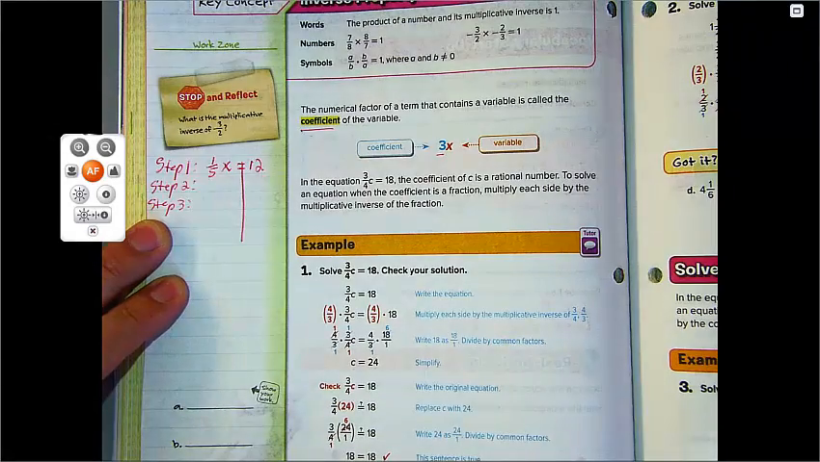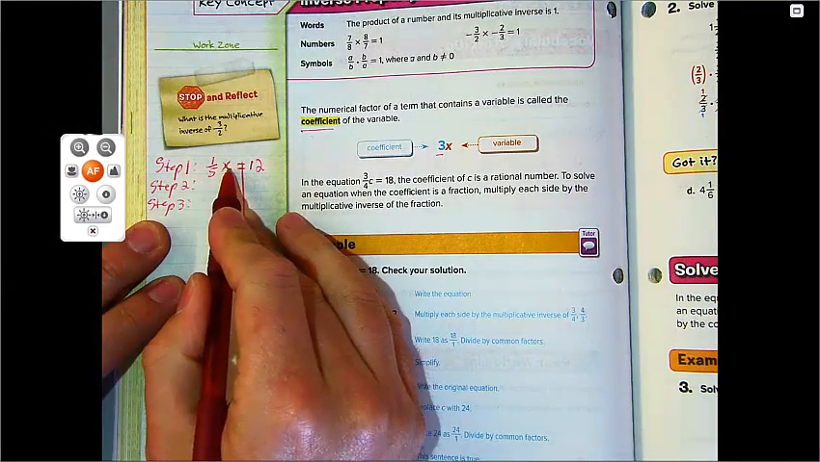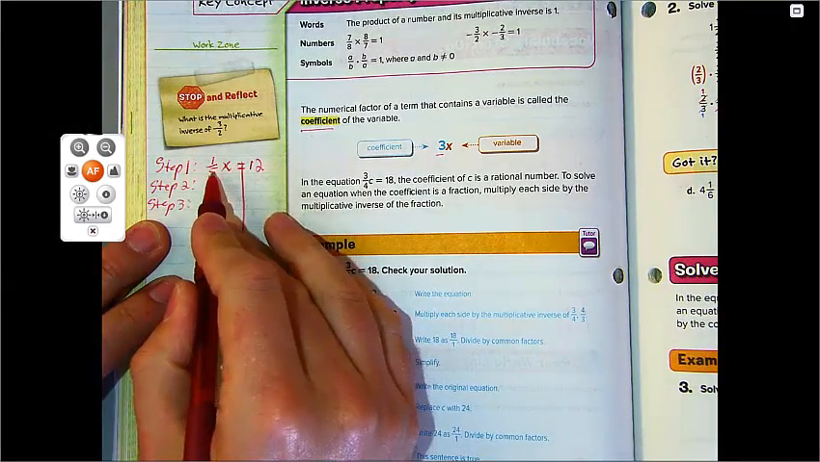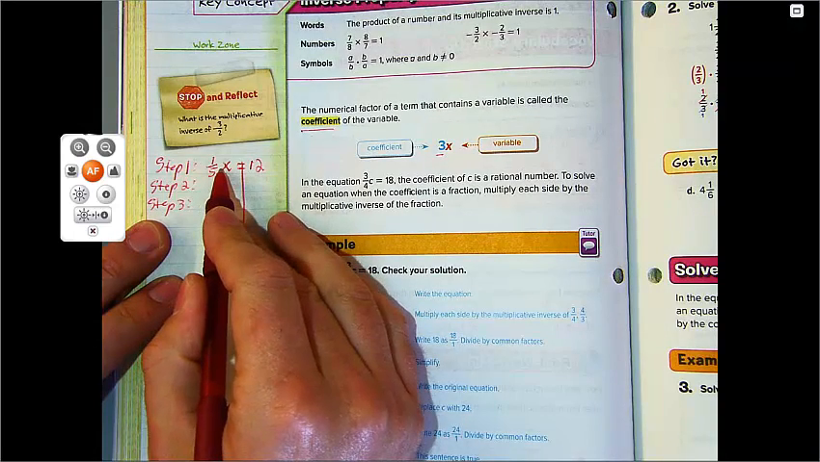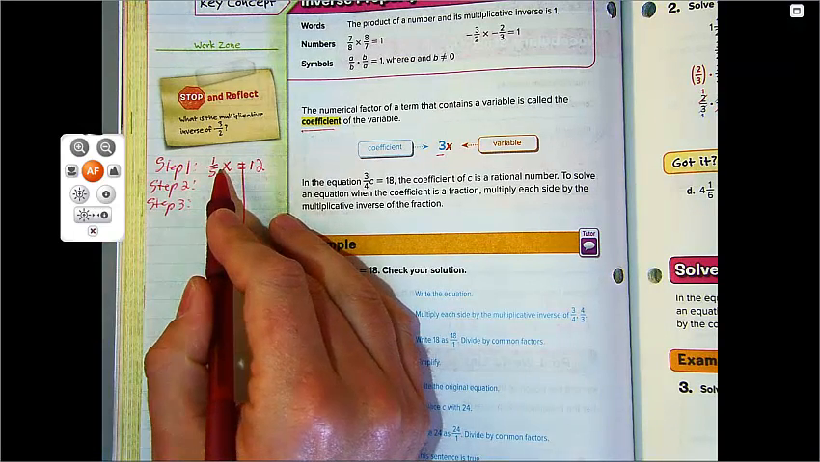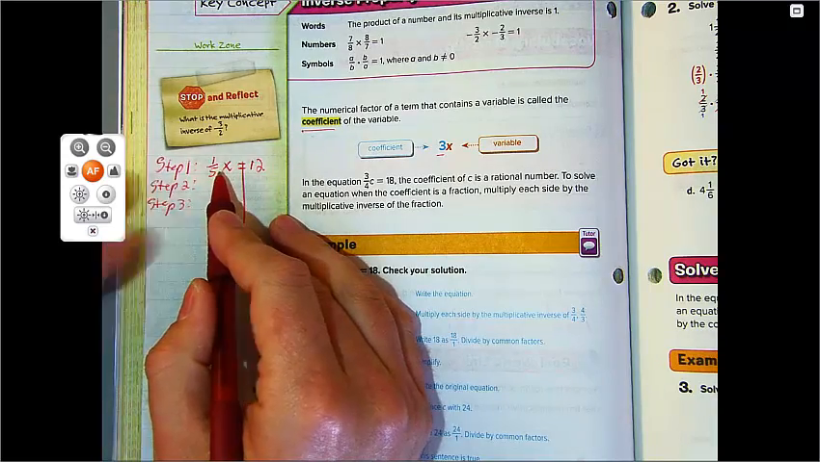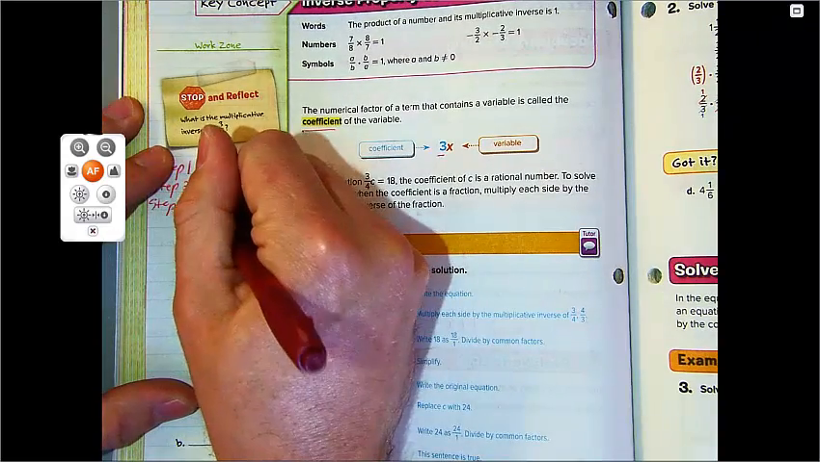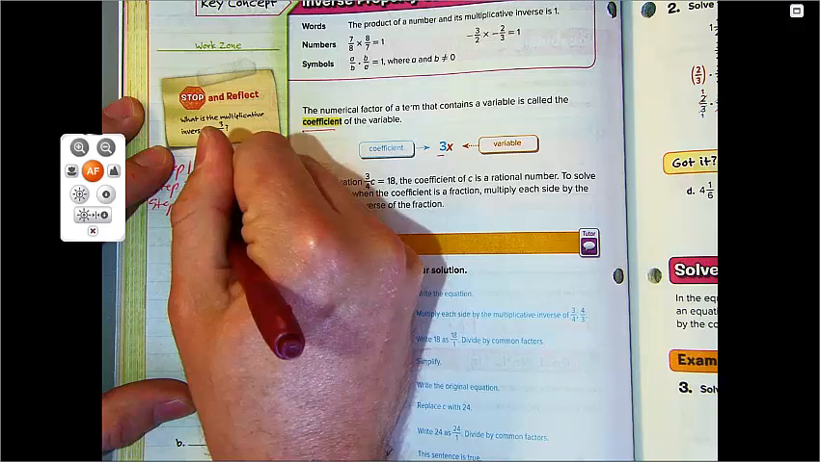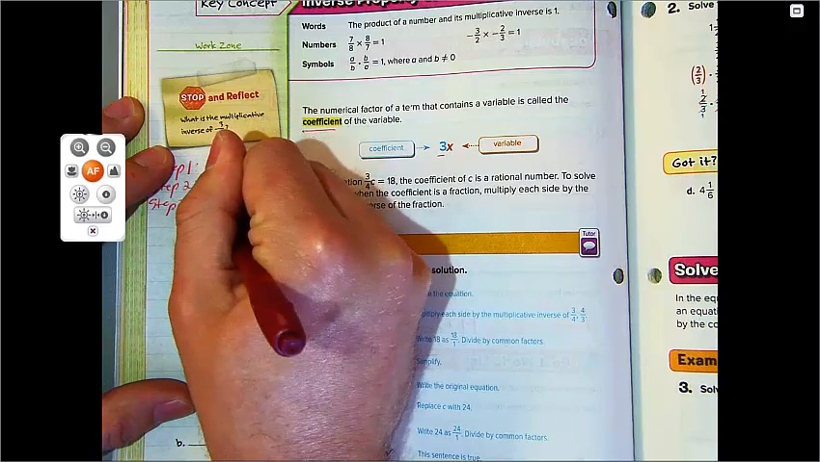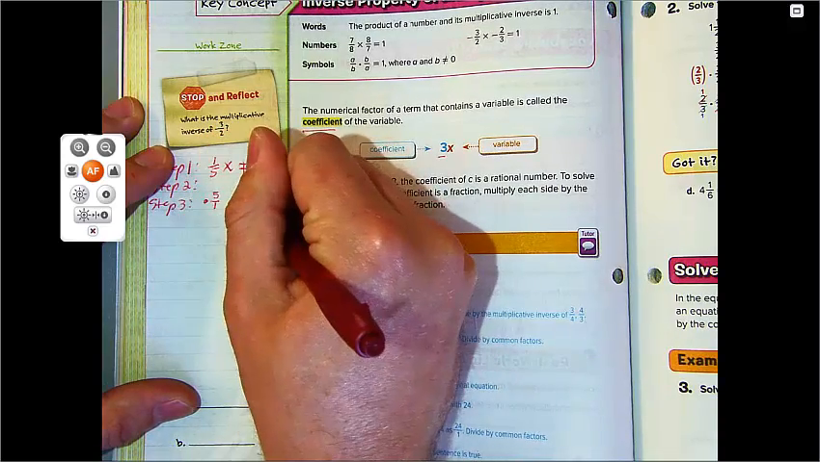Well, what do we need to undo? What's happening to the variable? The coefficient in front is 1/5. So how do we get rid of multiplying by 1/5? We divide by 1/5, but we don't want to divide fractions. We multiply by the reciprocal. So to undo dividing by 1/5, I will multiply by the reciprocal, 5/1. What I do to one side, I have to do to the other.